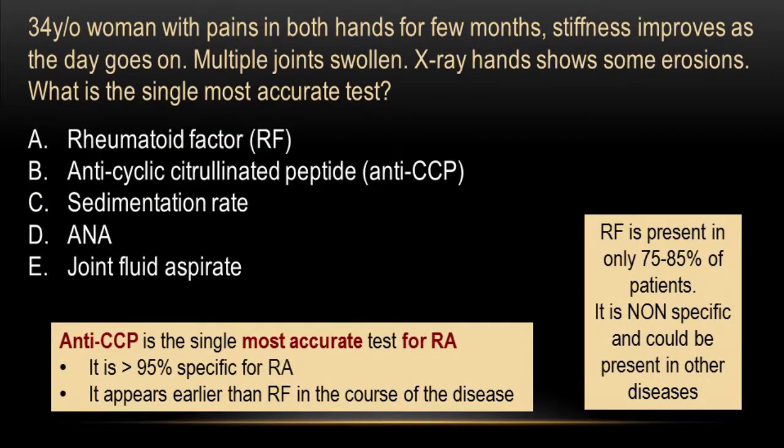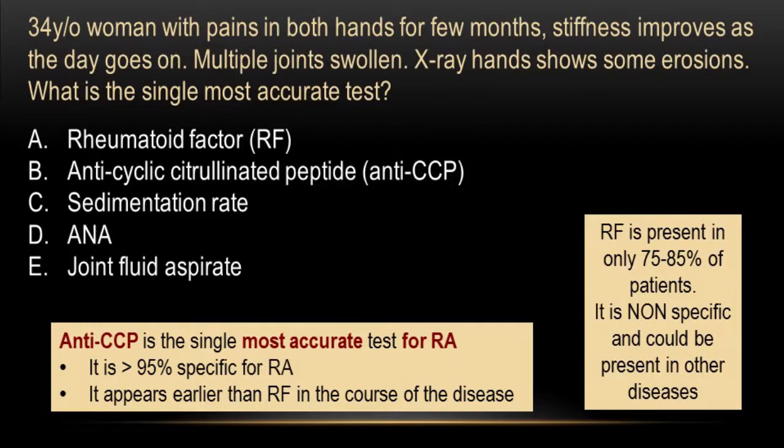Okay, we have this mini case, 34-year-old woman with pains in both hands for a few months. Stiffness improves as the day goes on, and this is the characteristic clinical manifestation of rheumatoid arthritis. The worst time is early morning, and then when they loosen up and start doing the daily activities, they improve. This is going to be opposite to osteoarthritis, because in osteoarthritis the activity is going to worsen the pain.